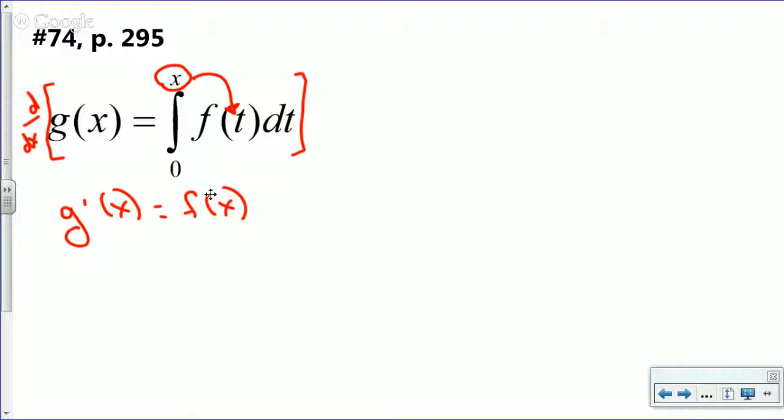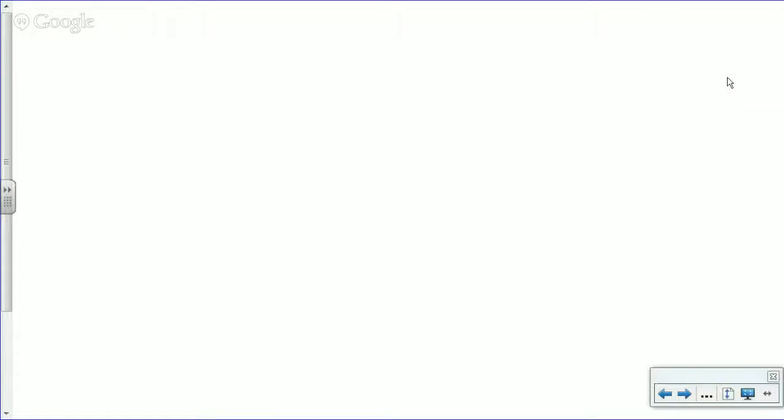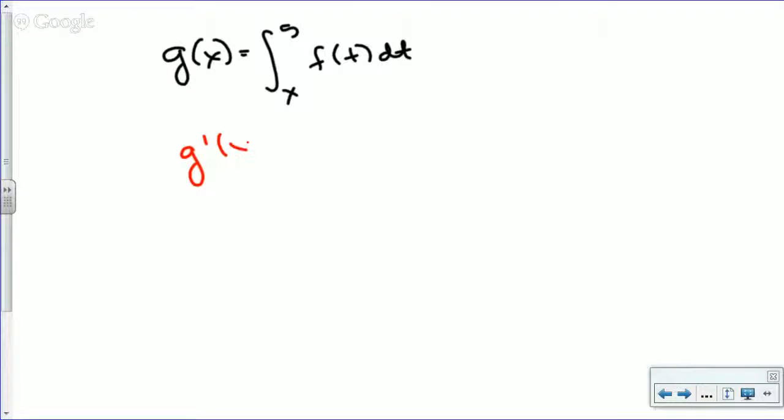Okay. Let's do a couple others. Let's say g of x is equal to the integral from x to 5 of f of t dt. Okay, if I want to find g prime, if I differentiate this side, I would get g prime, right? Well, hold on one sec. What do you notice about the right-hand side?